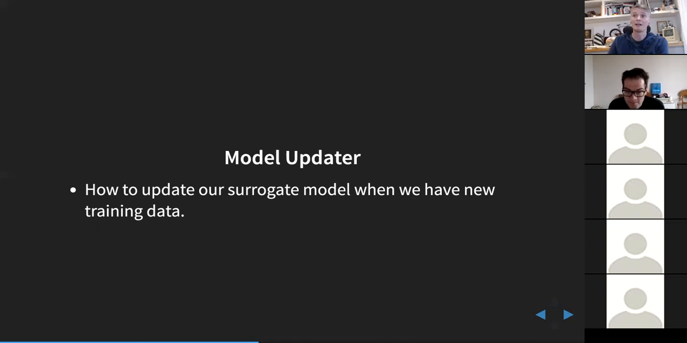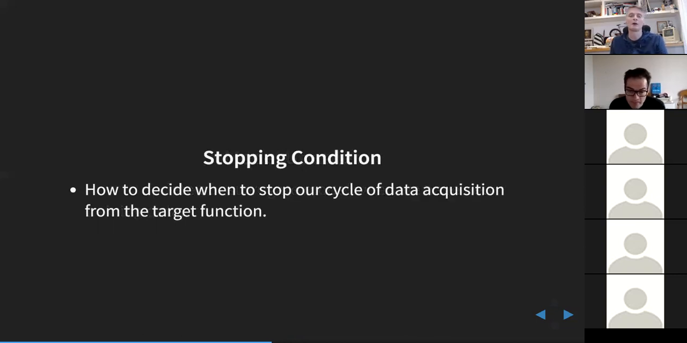And then finally, how to stop the cycle. As I said, the simplest idea is just to do 10 iterations or something like that, and that's what we're going to see in the notebook. We just choose to do 10.